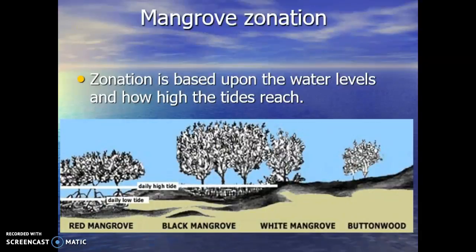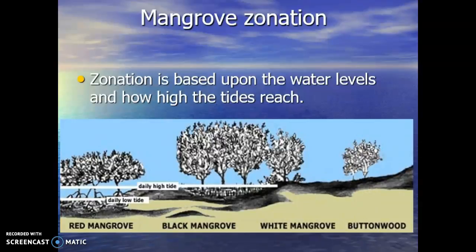All right, so here's just the overall zonation. Think about the tide. Reds are constantly in water. Blacks are usually in water during high tide, and then at low tide they're dry, high tide they're wet. Thus the advantage of the pneumatophores. Whites really don't get much water on them. They don't get a lot of water coming in, maybe a little bit during high tide, but not much. And then the buttonwoods or grays way up here, they should never be inundated with salt.